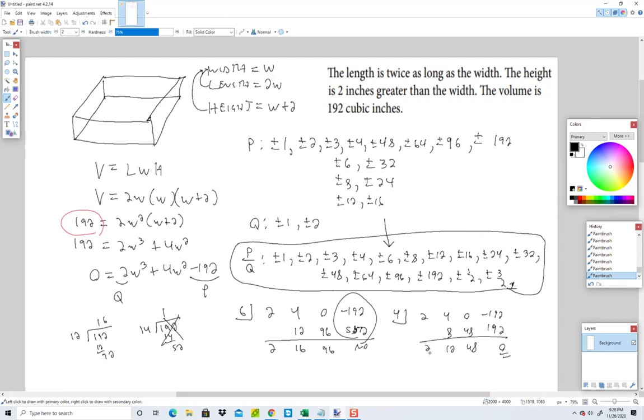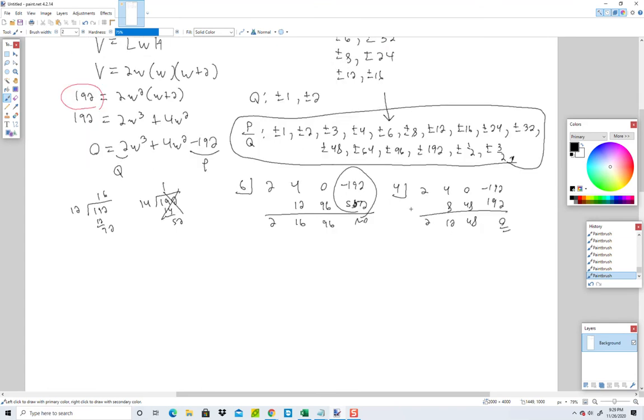Okay, let me just double check. 2, 8, 12, 48. 4 times 8 is 32. 2 carry the 3. 4 times 4 is 16, 19, and then 0. Okay, that would be it. Now, what do we have left here? That's 4. This was w to the third, so this will be 1 degree lower. This will be w squared. This will be w. This will be our constant term. By the way, the 0 here tells us that 4 is potentially one of our answers.